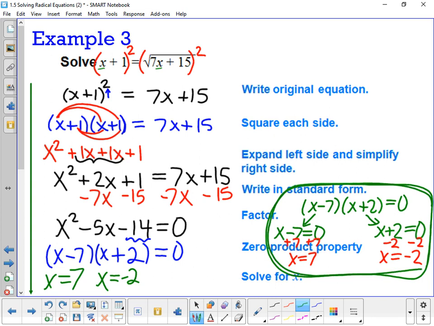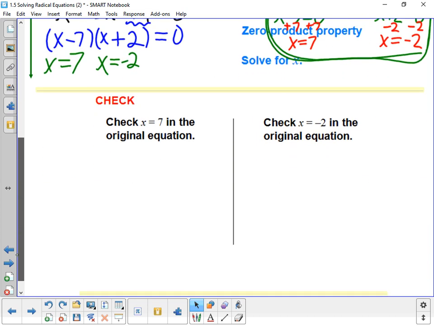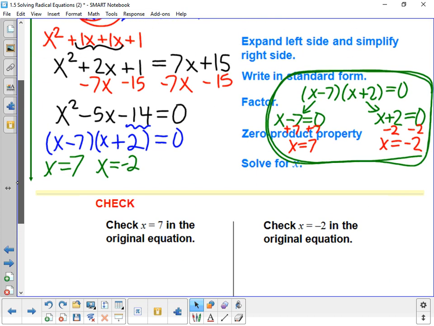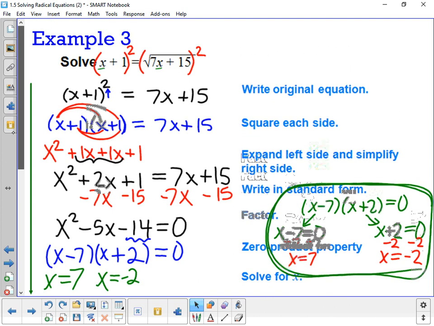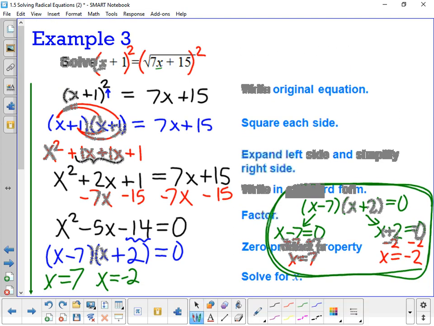So we have these two potential solutions, x equals 7, x equals negative 2. It seems like they're both good, but if we actually take a minute to check, you'll see that one of them does not work. I need to snag the original.